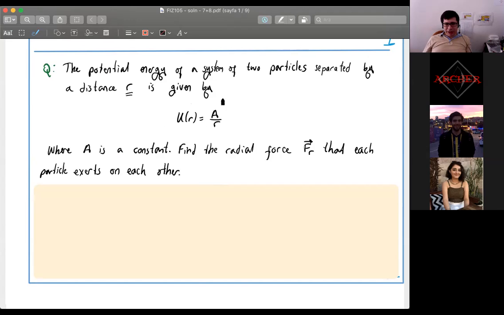So this is the potential energy. As you see, it has a radial dependence. So it just depends on the radial distance.